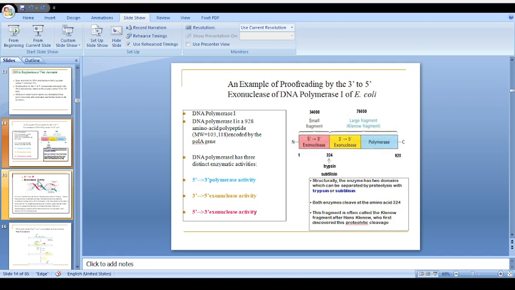So the larger Klenow fragment has polymerase function, that is 5' to 3' polymerase function, where it combines two nucleotides by its polymerizing activity. Another function of the larger Klenow fragment is the 3' to 5' proofreading function. Whereas the smaller fragment consists of the 5' to 3' nick translation function.